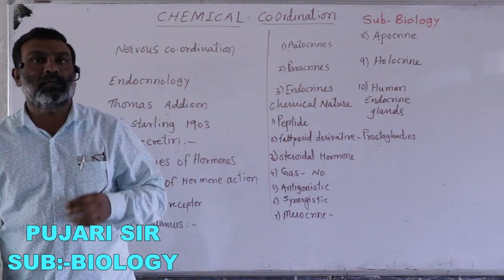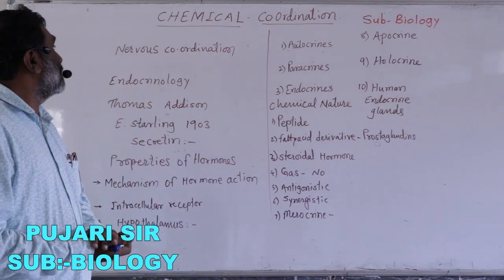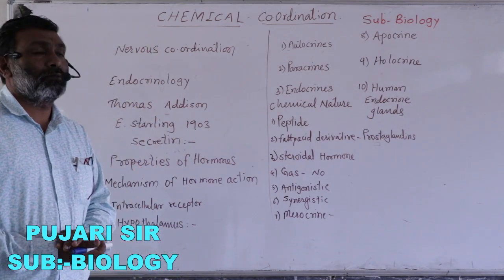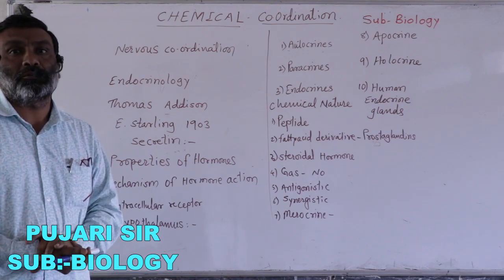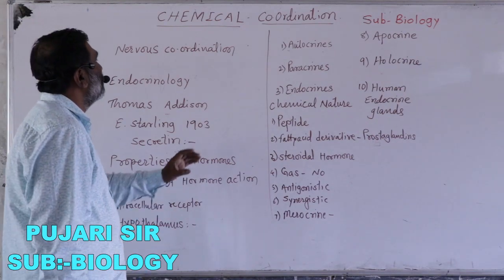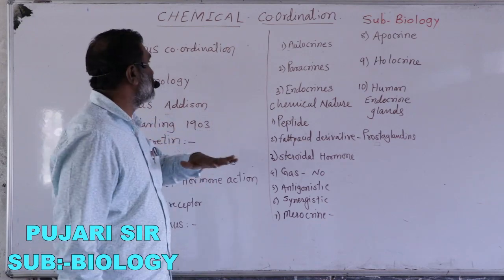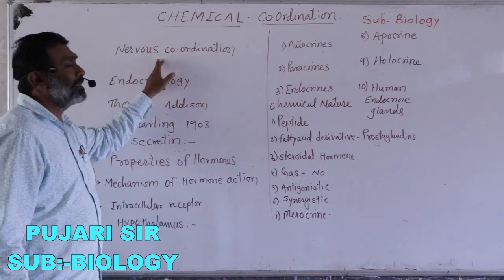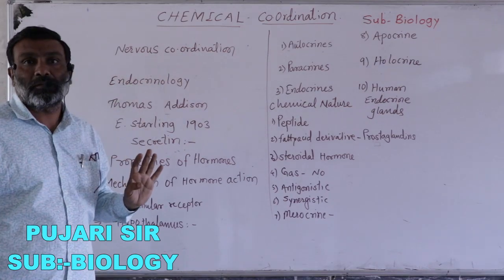Today we start an important topic which is part of another topic called control and coordination. Today we start the chemical coordination. As we have already studied the first part of the topic, that is called nervous coordination.